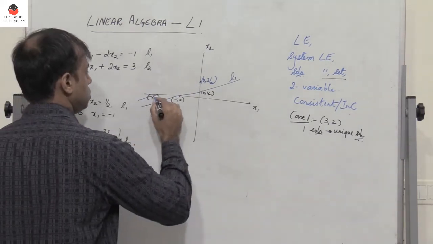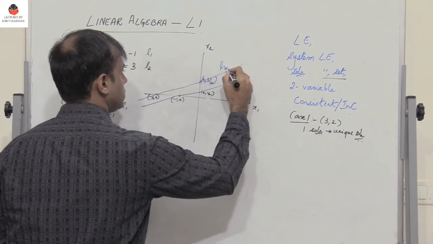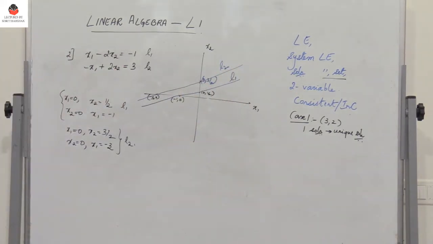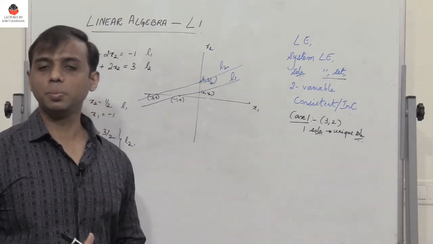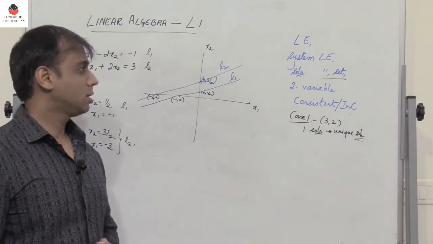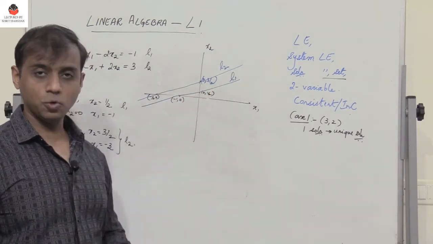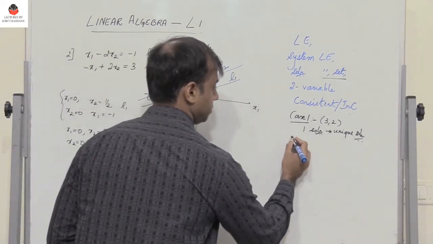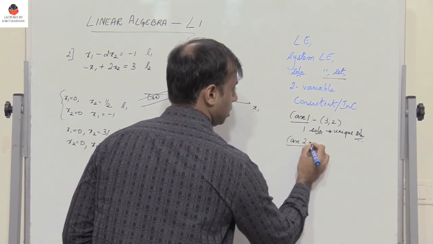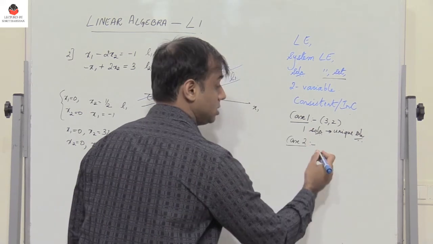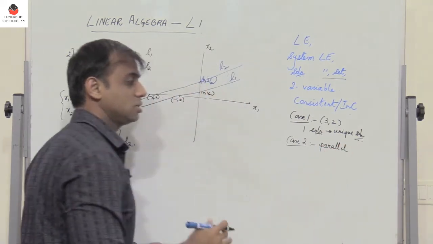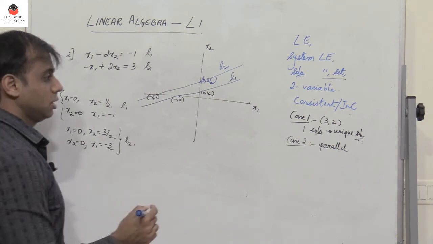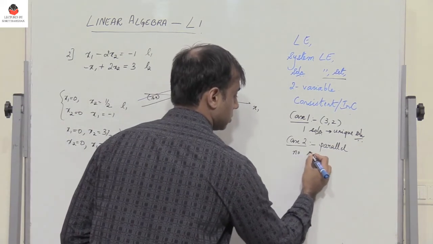Now, when I join these 2 points, I observe that these 2 lines are parallel. Parallel means these 2 lines will never intersect with each other. There is no common point which lies on these 2 lines. So, therefore, we get the second case where the two lines are parallel, and since they do not intersect at any point, there is no solution.